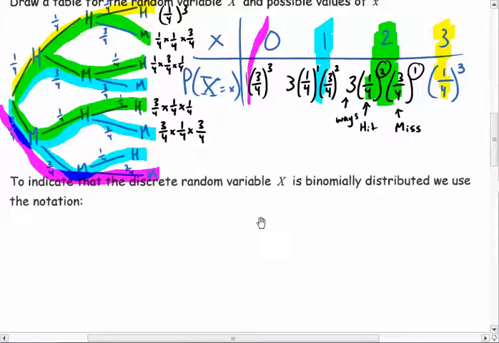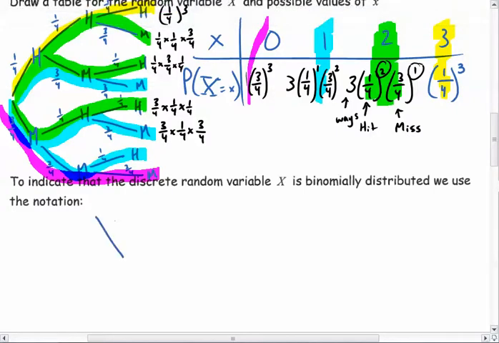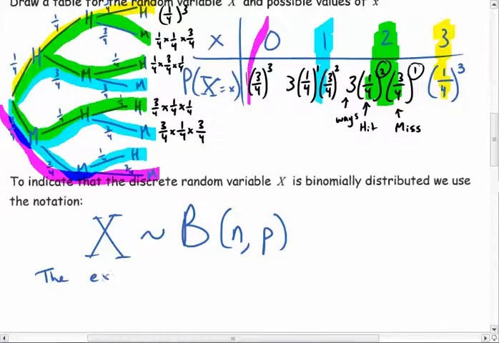So if you want to show that something is binomially distributed, we have a method of showing that, just a notation, and we're just saying that X resembles B for binomial. And we can change n, and we can change p. Okay, so the example above resembles, approximates. X can be modeled using.